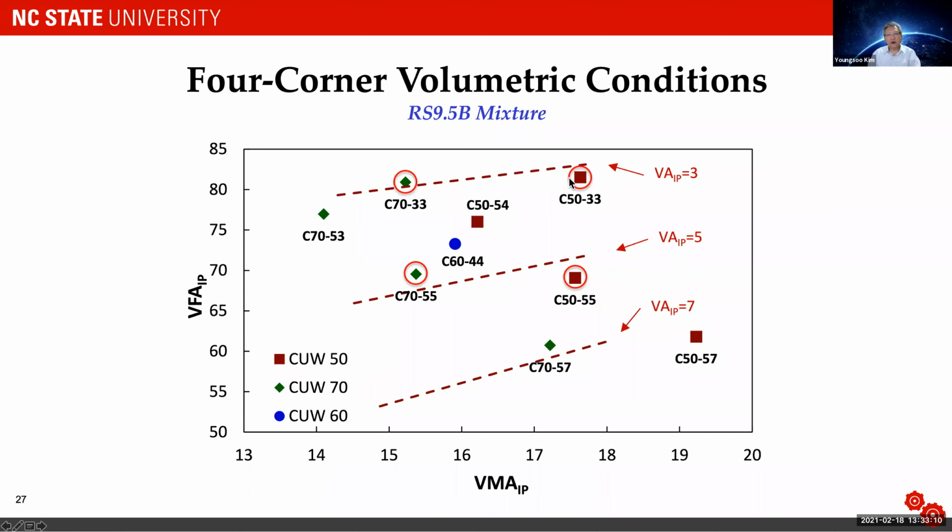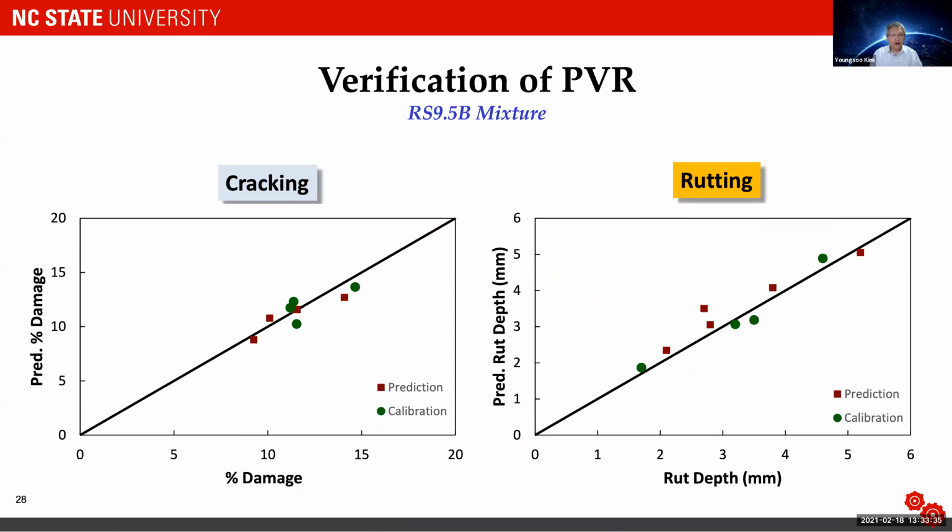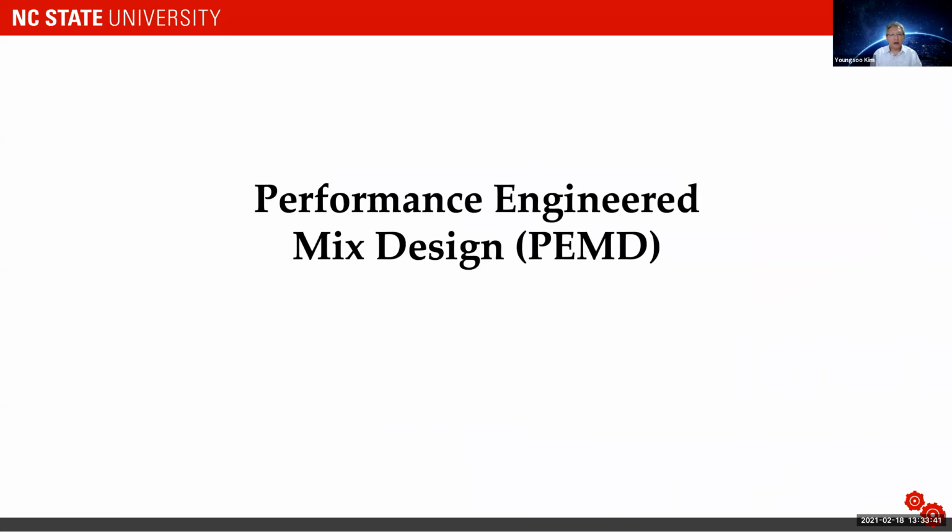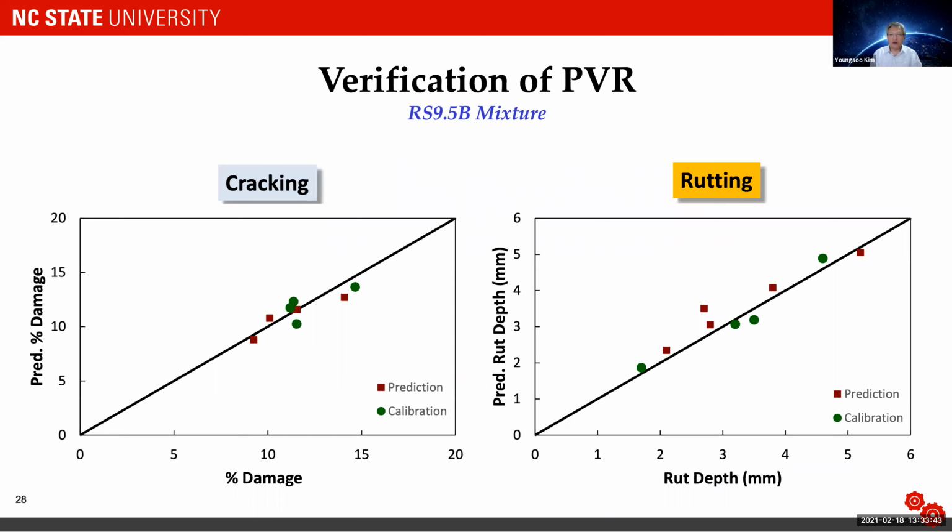In this case, I chose these four as the four corners and predicted what happens inside of the four corners, but also outside like this. Okay? And this kind of prediction is important in PRS because the in-place density sometimes can be lower than 93%, and we should be able to predict the performance of those mixes as well. And again, PVR prediction looks pretty good. IVR, I don't have IVR here, but PVR actually looks pretty good here. Okay?